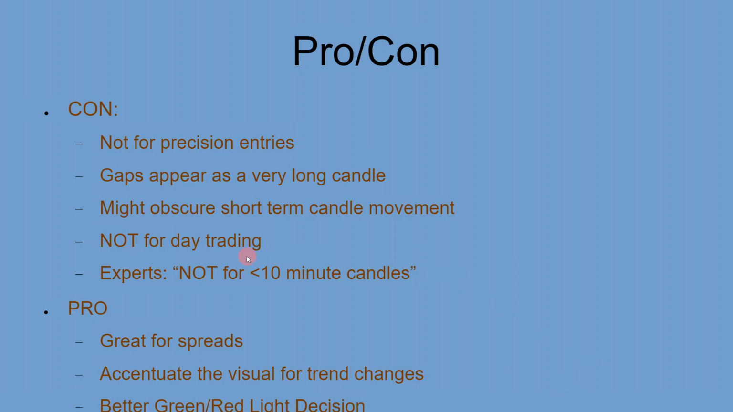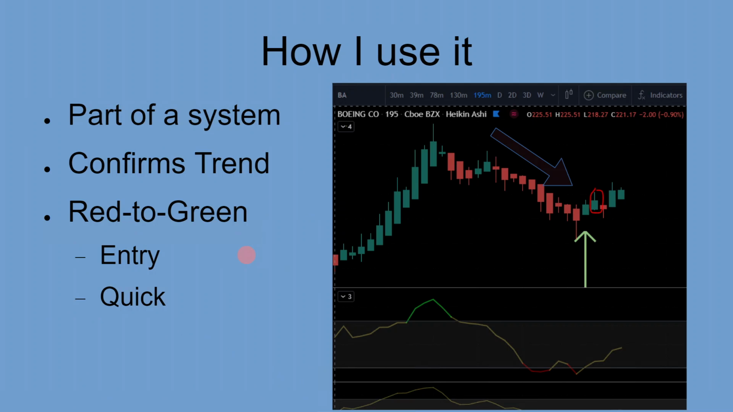Okay. On the pros, the reasons why I use Heiken Ashi is they're great for spreads. They're great for knowing when that trend changes. Even if the trend changes only for a few days and then resumes or comes back to an indecisive trend, that's still useful as a spread trader. It accentuates the visual for trend changes, and that's again what I really want. And it gets us, back to one of those earlier slides, to that better green light, red light decision, and helps remove the yellow lights from our trade decisions.